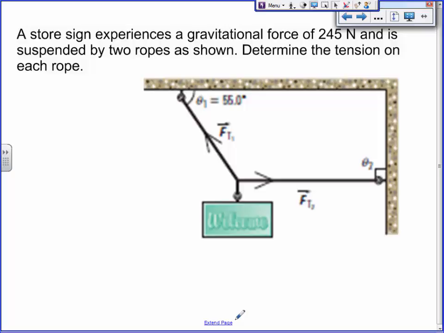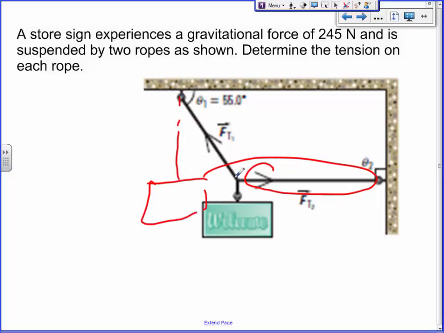So on this one here, can you guys picture the scenario? You've got a sign. There's a welcome sign sitting here, and it's being held by a rope right here and a rope right here. My goal is to calculate the tension on each rope. If it wasn't for this rope right here, where would the sign be? Yeah, like straight down, right? Can you picture that? But they want the sign to get pulled in a little bit. So that's why there's the second rope.